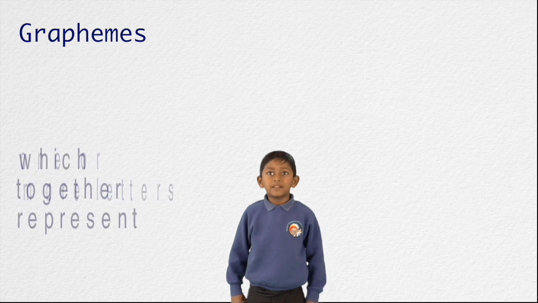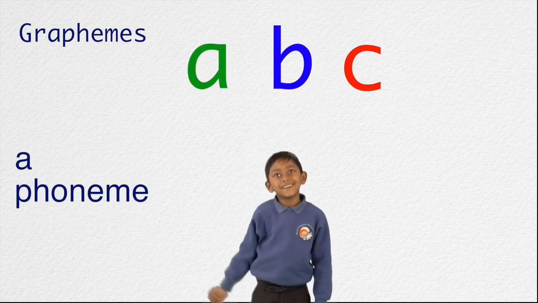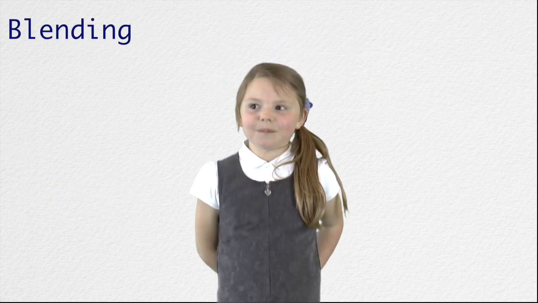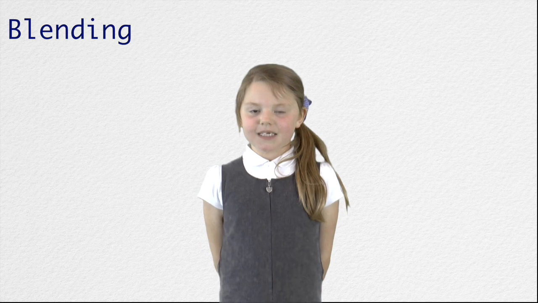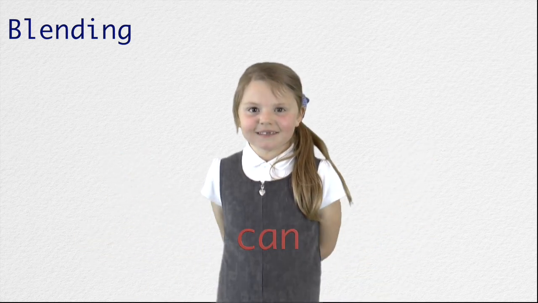Letters from the alphabet, like A, B, or C. Blending is when you blend some letters together, like can.